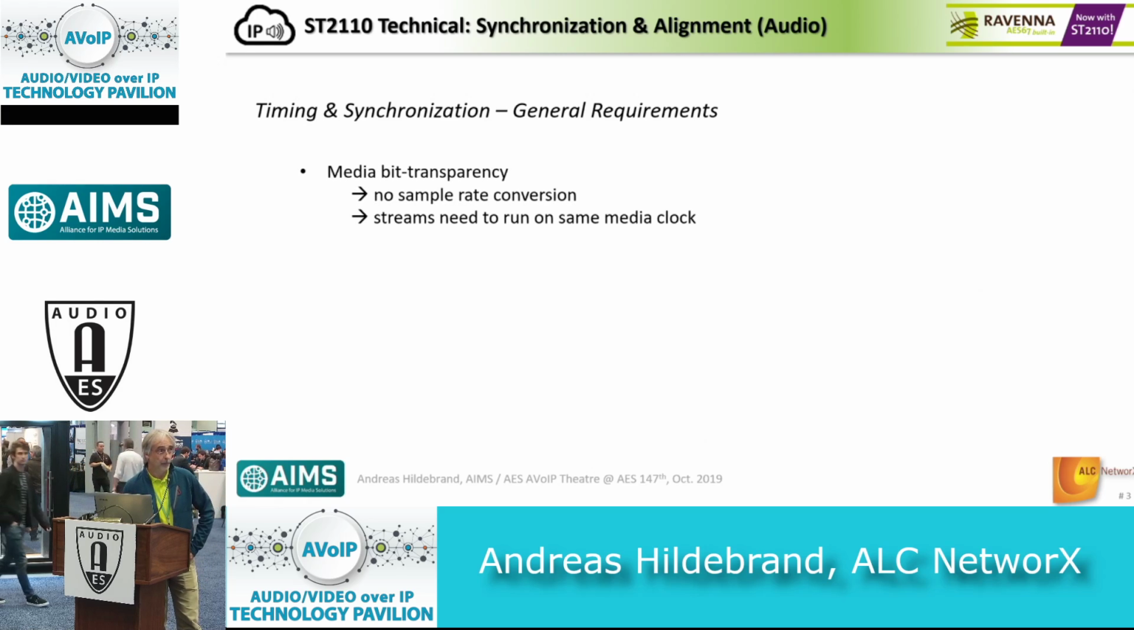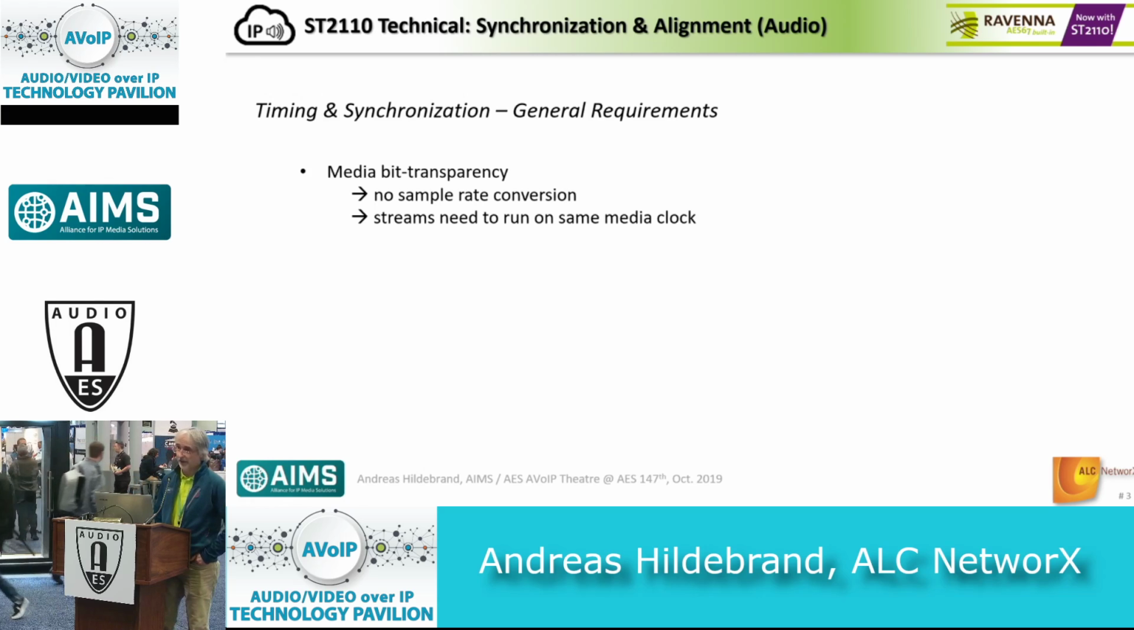So we definitely want to have media bit transparency. That means any audio, any video signal we are feeding into the system should be capable of leaving the system on the other side with any bit unchanged. So for audio, we are not allowed to do any sample rate conversion. Whenever we have a mismatch of clock frequencies, we would have to do sample rate conversion, and this is something we definitely want to avoid.